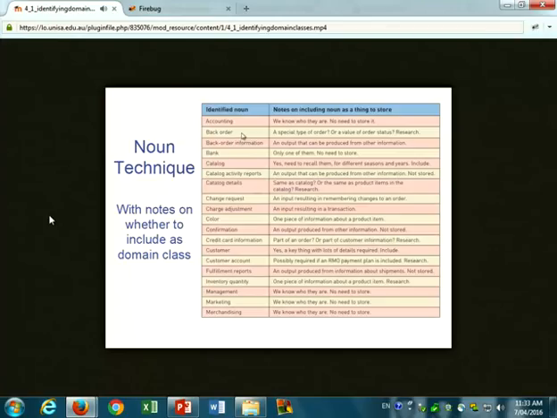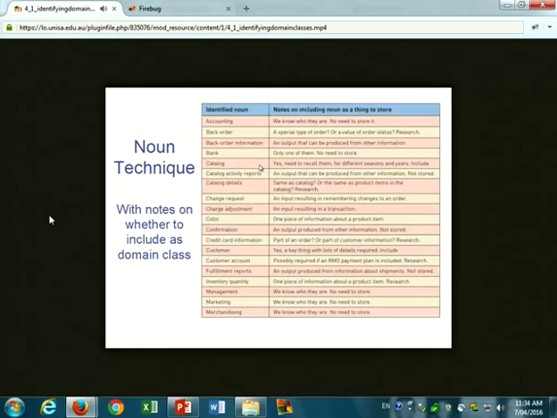A back order might be something we need to remember. Is it a special type of order, or perhaps it's just the value of order status as an attribute? So we might want to research something like this a little bit more. Backorder information, well, this is probably an output that's produced from other information, so it's probably not going to be a domain class, although backorder itself might be a domain class. A bank is something that receives information from us. There's really only one of them, so there's really no need to store information about them.